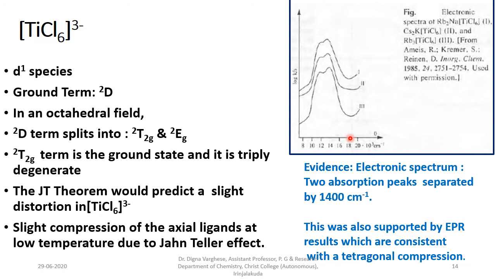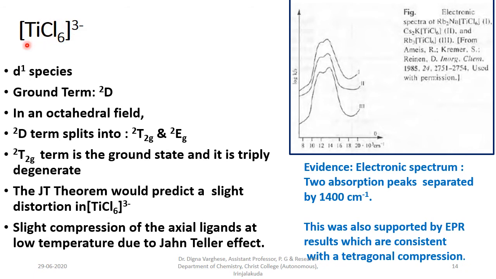The evidence shown from the electronic spectrum is that there are two absorption bands or peaks separated by 1400 cm^-1, which is due to the Jahn-Teller effect. The distortion is a slight compression of the axial ligands. This was also supported by EPR, electron paramagnetic resonance results, which are consistent with a tetragonal compression.